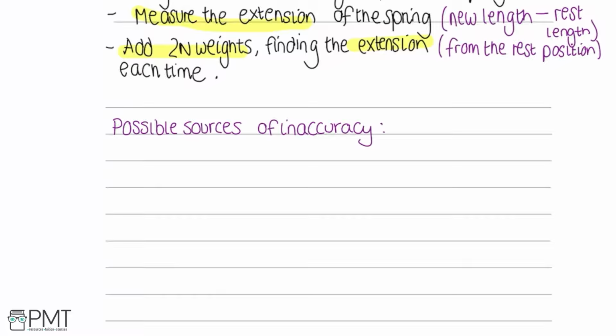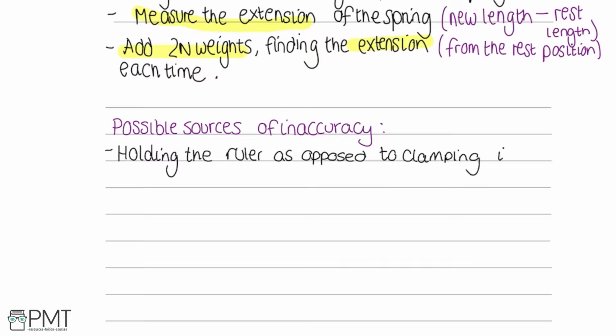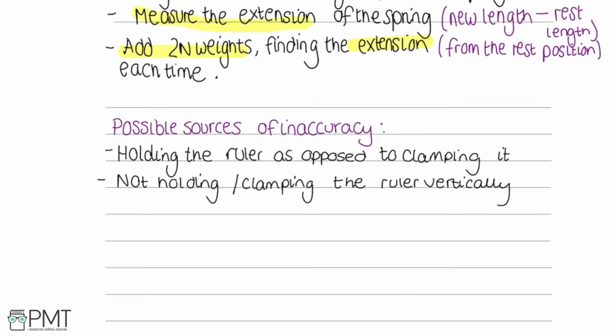So maybe here, back to the idea of the ruler being clamped, if it wasn't clamped vertically, so if there was an angle in the ruler, that would affect the measurements for extension. Or maybe if it was held instead of clamped, so this is going to really cause some greater inaccuracies because the error in holding the ruler instead of clamping it is going to be much greater.